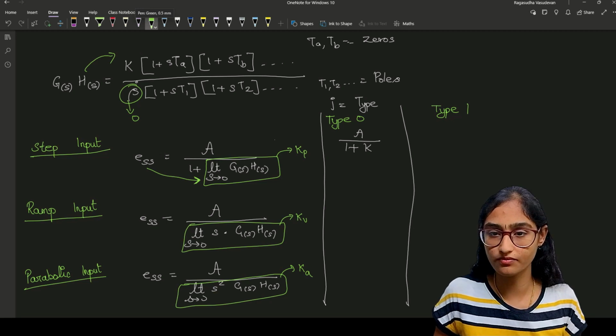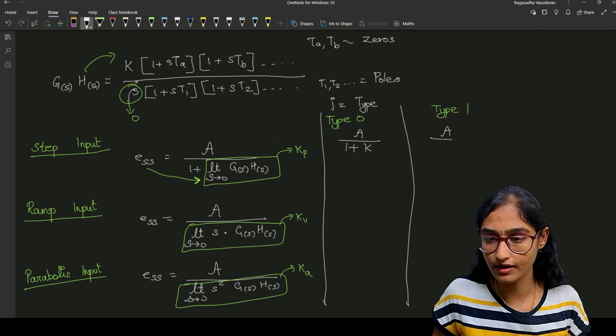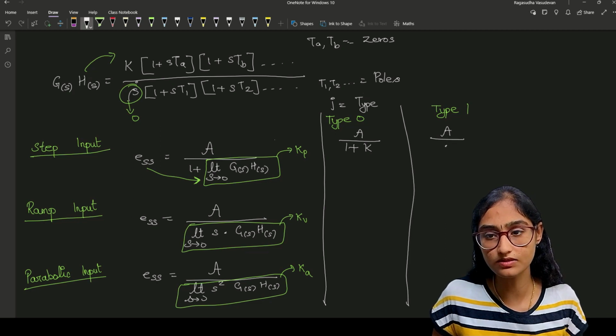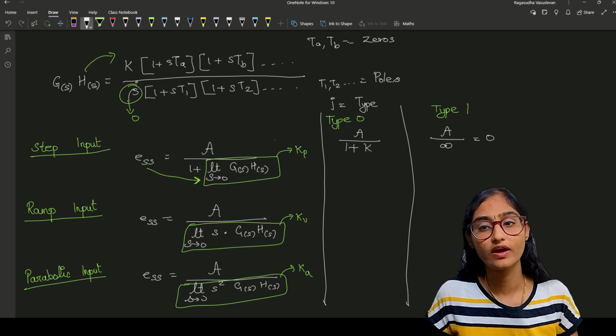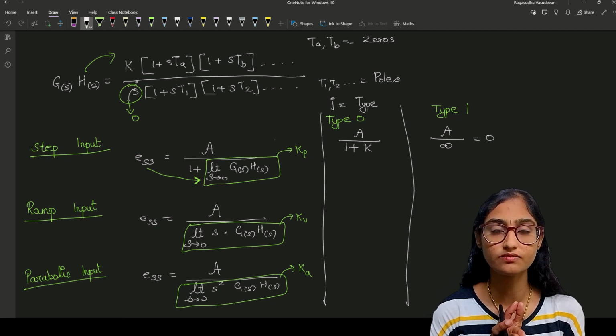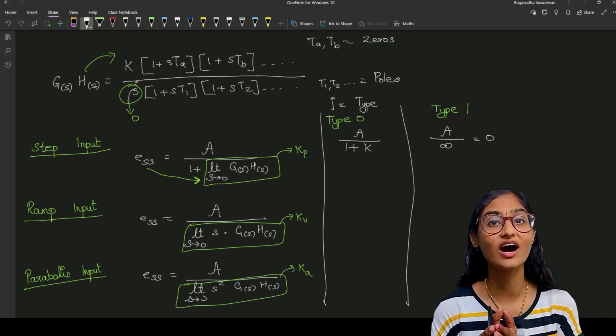Okay. So, for a type 1 system, what will happen? This e of s term will be A divided by 1 plus infinity, which is infinity. So, what will be the error? The error will be 0. Hence, for a type 1 system, if you are supplying a step input, the error will be 0 ideally.